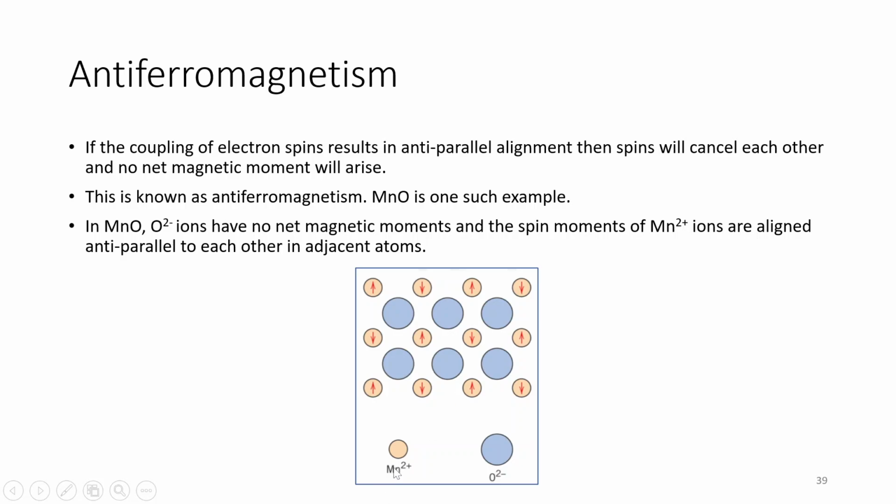So here you can see Mn2 plus atoms have a particular domain structure, but oxygen has all shells fulfilled. So these will be having some magnetization related to these.